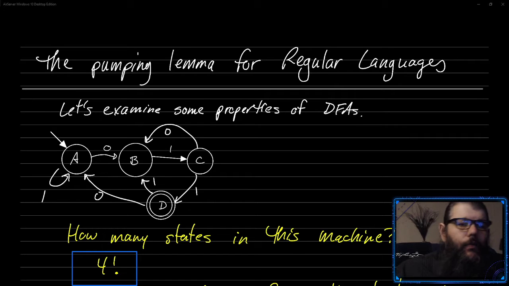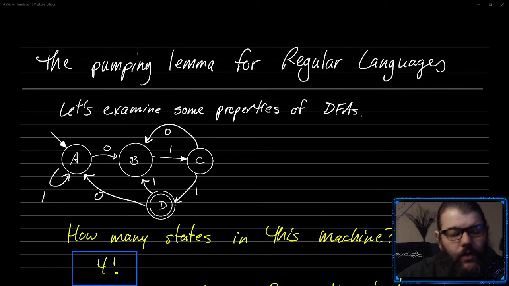All right, everybody. What we're going to do today is examine some properties of DFAs as it leads into the pumping lemma for regular languages. The pumping lemma is useful as it can help us prove languages are not regular. It's probably the easiest mechanism to prove things aren't regular. There are some other mechanisms which are a little more powerful.